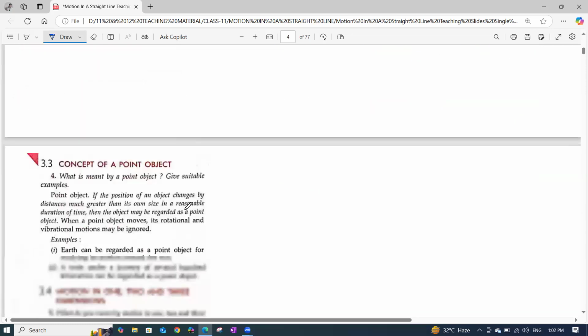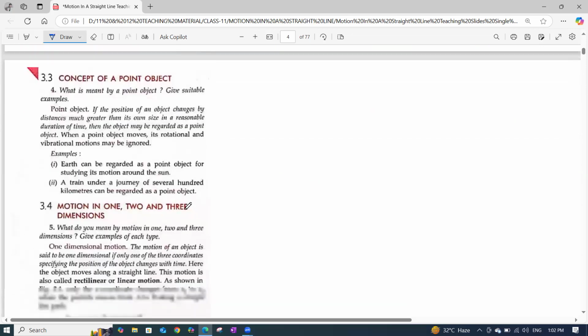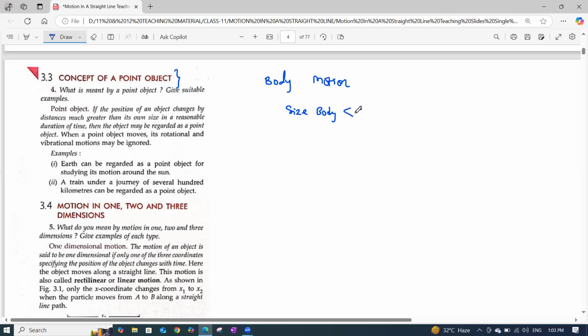Next. Concept of a point object. In physics, in many chapters you will be coming across the concept of point object. What is a point object? If the position of an object changes by a distance much greater than its own size. Here, if a body is in motion, when body is in motion, the size of the body is very, very less than the distance.